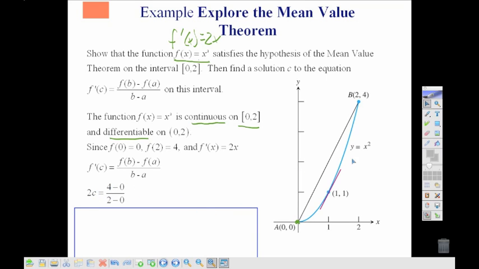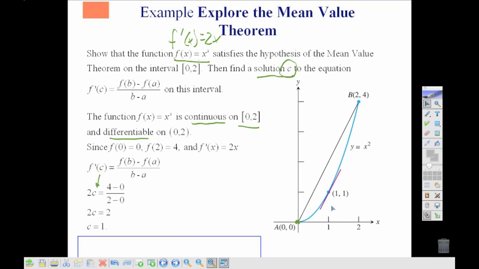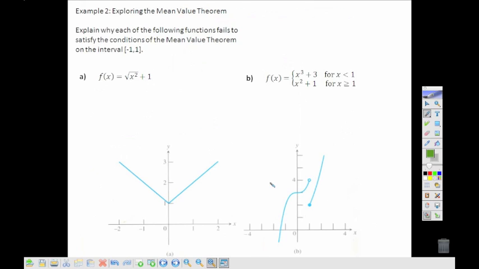And what we're looking for now is a solution to this equation. They want to know what this point c is, what x value will satisfy this. Now sometimes there could be more than one, but basically we're setting our derivative, plugging in the value c, because we don't know what x is going to work. We set it equal to our average slope of the endpoints, and then we'll find that at a value of 1, we'll actually have a slope parallel to our secant line.